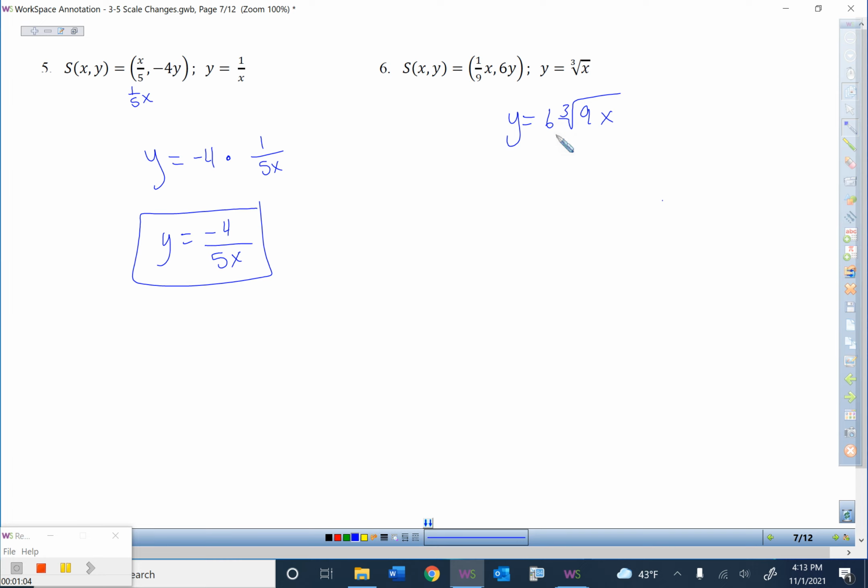We can't multiply that 6 through, just like with our last one, that symbol gets in the way. That is all you have to do for that one.